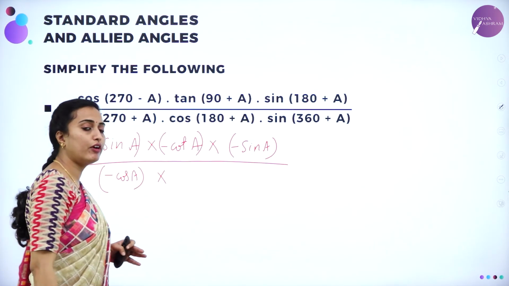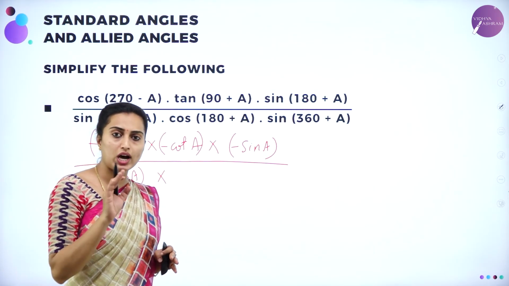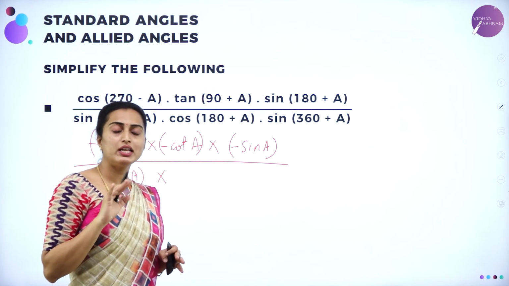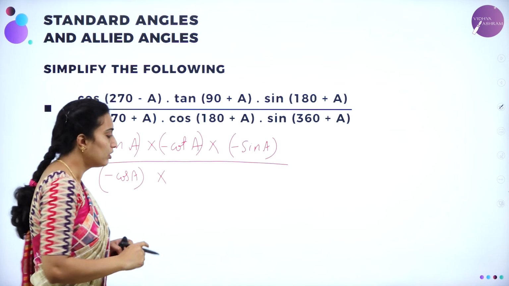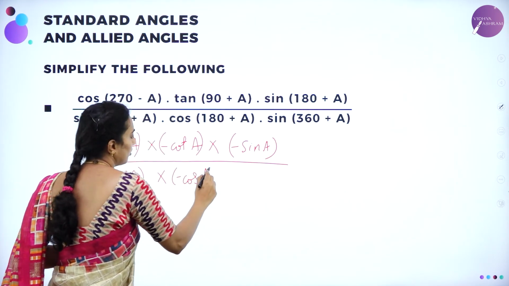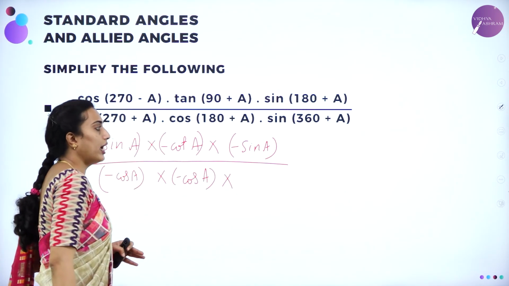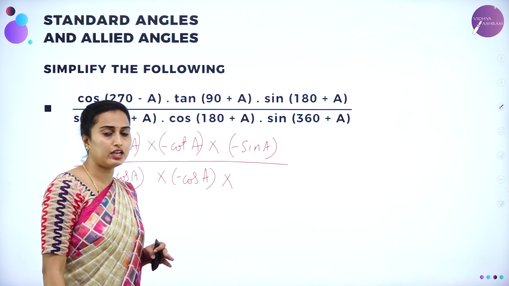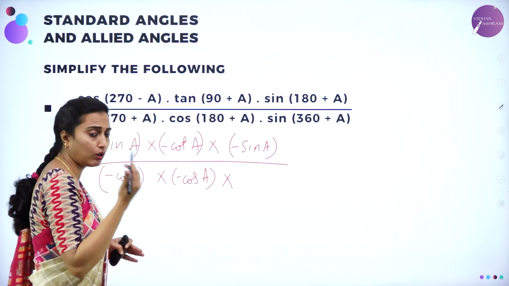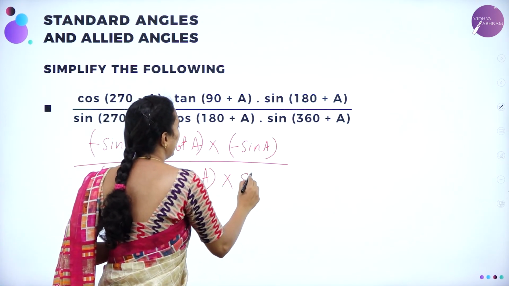into cos of 180 plus a. In 180 plus a, cos will become cos only. 180 plus a falls in the third quadrant. In third quadrant, cos is negative. So it will become minus cos a into sine of 360 plus a. Sine of 360 plus theta is always sine theta. It falls in the first quadrant. So first quadrant all are positive, which is sine a only.